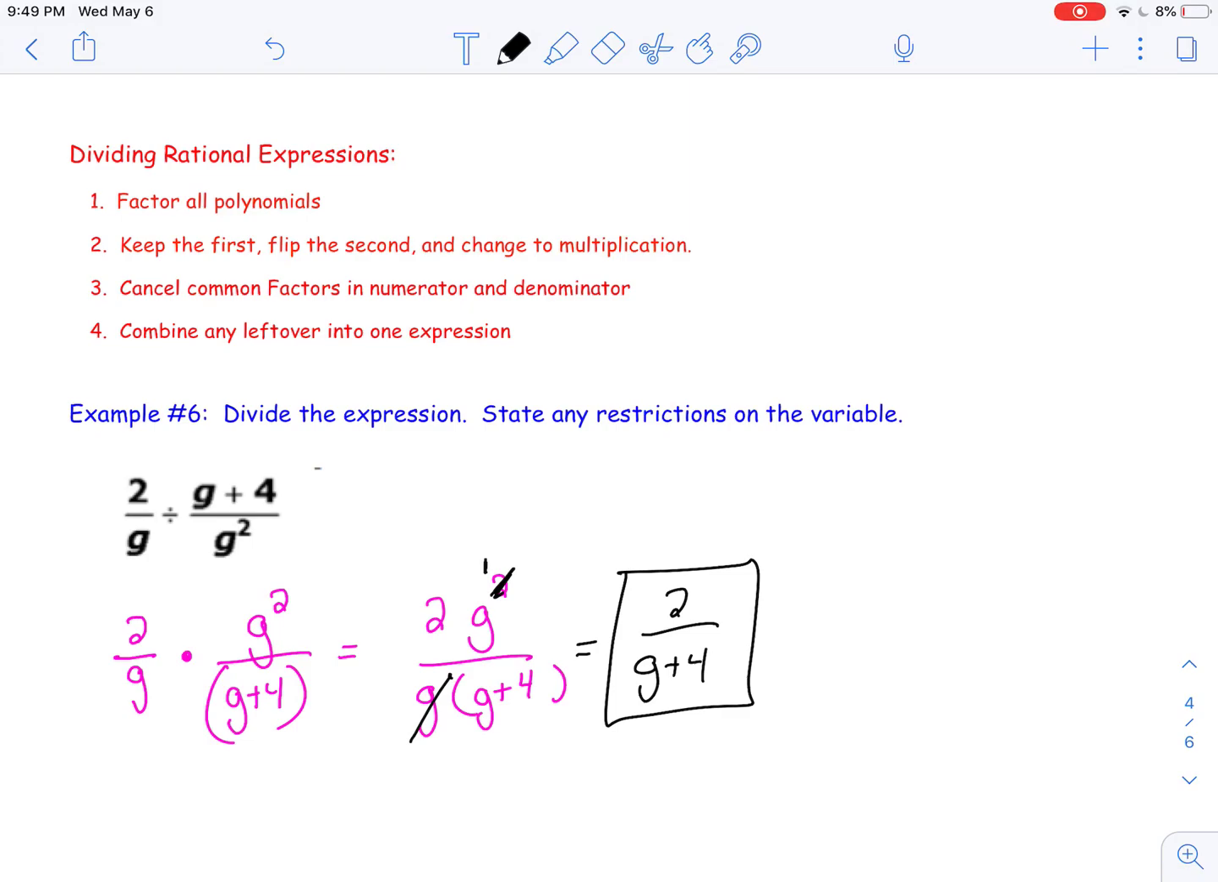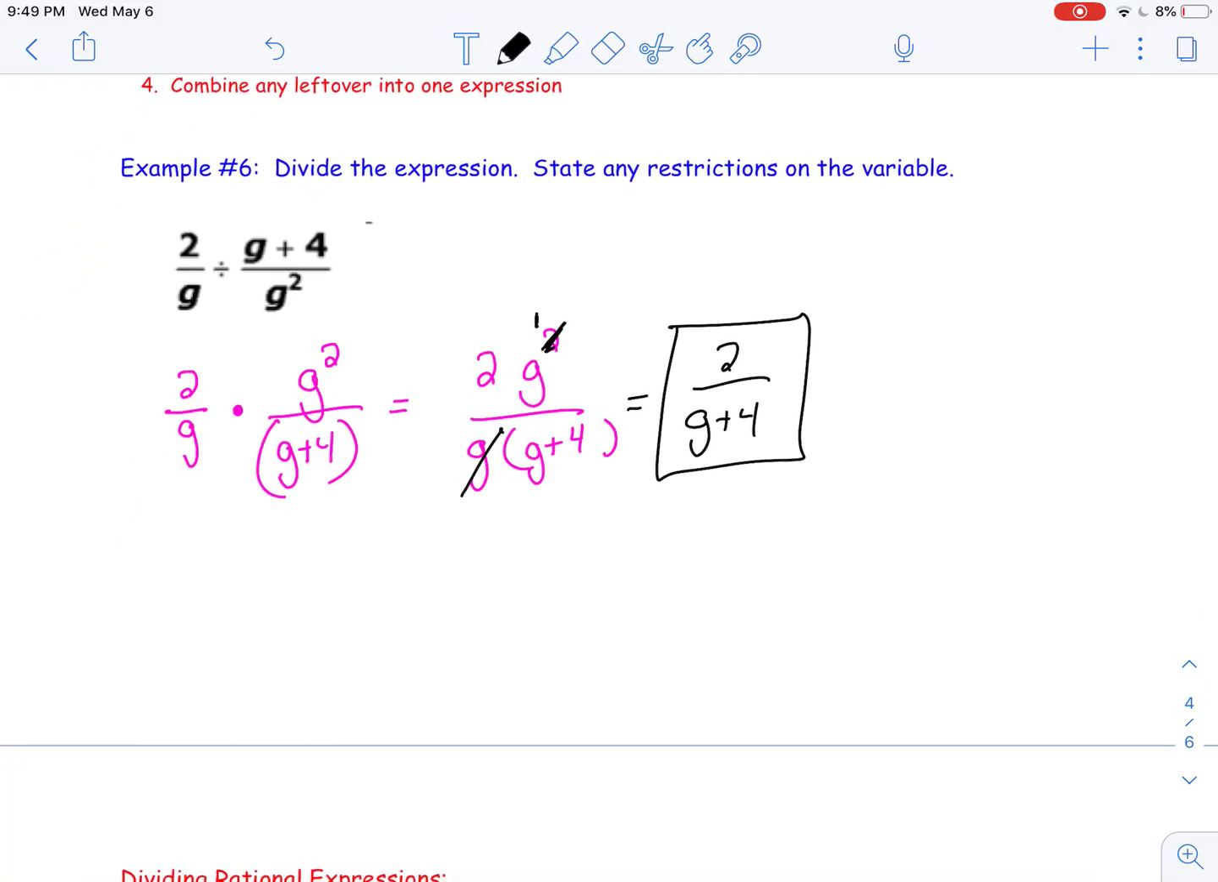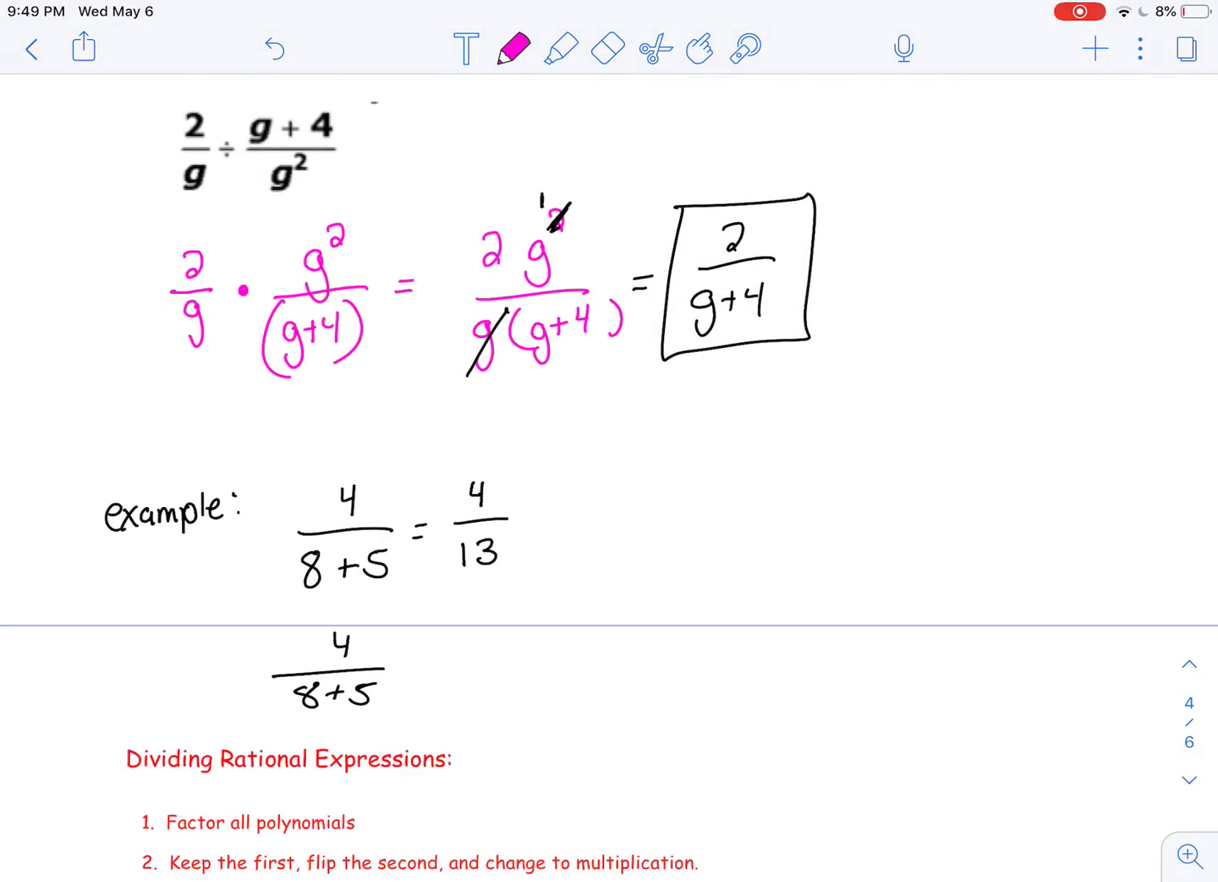The reason why you can't cancel, sometimes I like to think about regular numbers. For example, if I have 4 over 8 plus 5, this is really 4 over 13. If I canceled it with addition in there, if I said maybe I can simplify this and make this 1 and make this 2, that would give me 1 over 7. That's not right. That doesn't work. We have to use the proper rules.